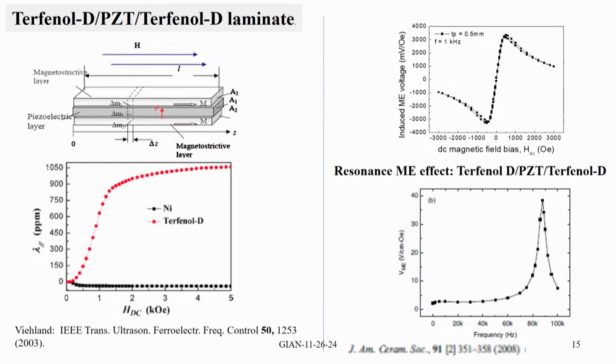And these are the values of the low frequency and resonance magnetoelectric voltage coefficients. The low frequency peak value is around 3500 millivolts, that is 3.5 volts per centimeter Ørsted, for an AC field at 1 kilohertz. And the resonance value is not that high, it is comparable to nickel or permandur.